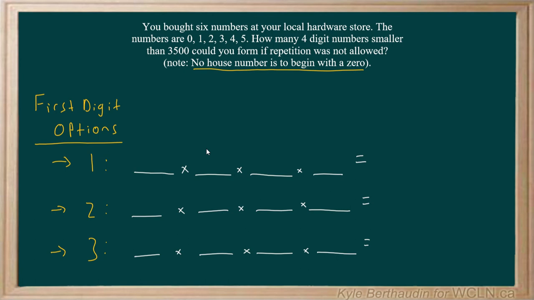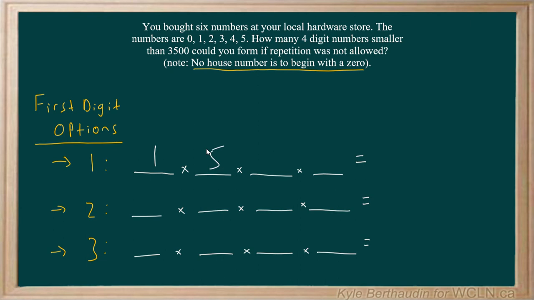Well, if the first digit of our number is a 1, then there's only one possibility for the first digit. It's 1. That's the option we're looking at. For the second digit, we can use any remaining number that hasn't been chosen. So we could use a 0, a 2, a 3, a 4, or a 5. That gives us 5 different options for the second digit.